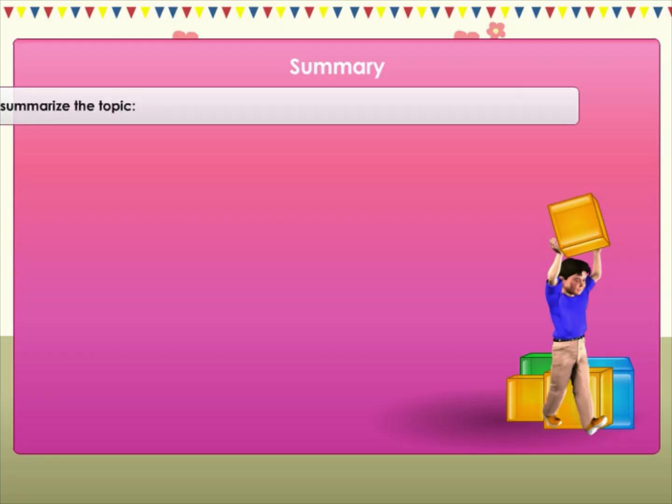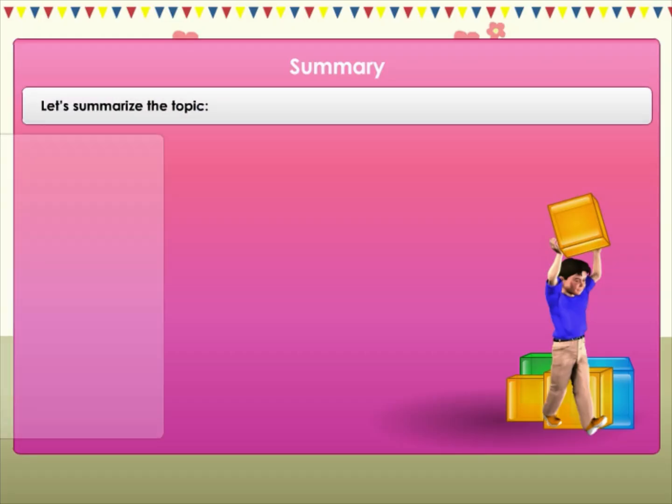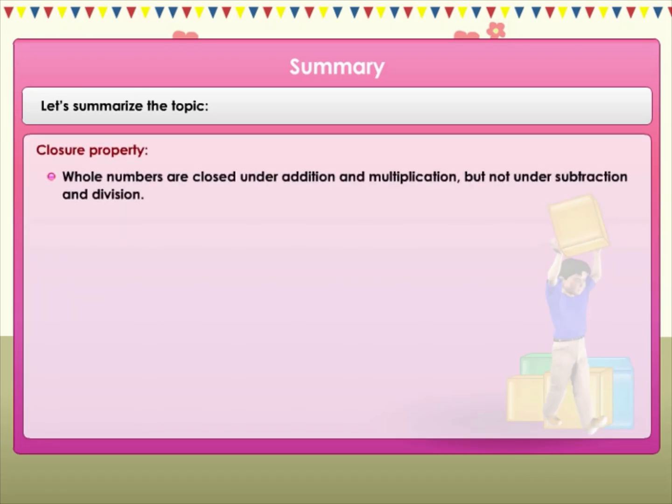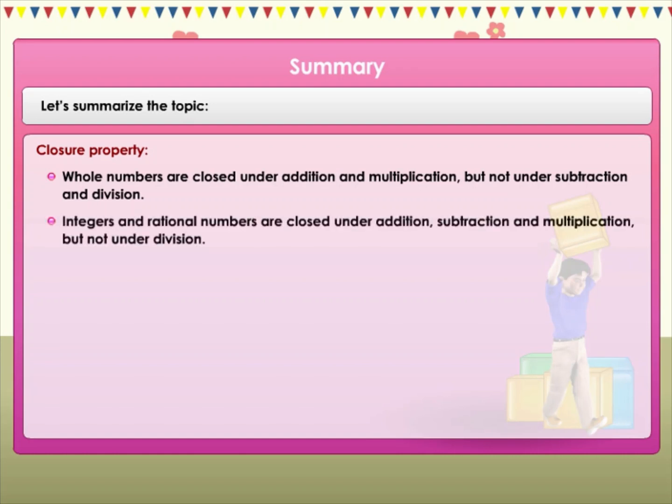Summary. Let's summarize the topic. Closure property. Whole numbers are closed under addition and multiplication but not under subtraction and division. Integers and rational numbers are closed under addition, subtraction and multiplication but not under division.